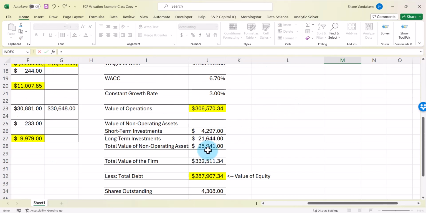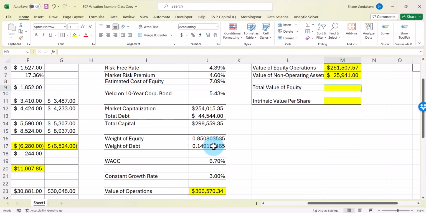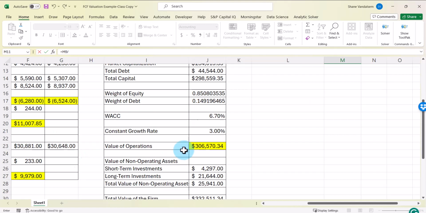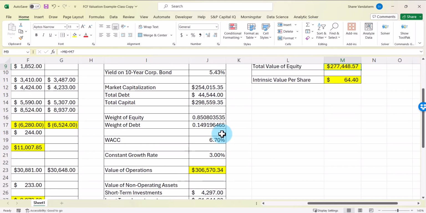And to that we're going to add the value of non-operating assets. I'm going to go back down here and grab those. So that was 25.941 billion. So the total value of the firm's equity is equal to 277,448.57. And that gives us an intrinsic value per share dividing that by the same number of shares outstanding of 64.40.